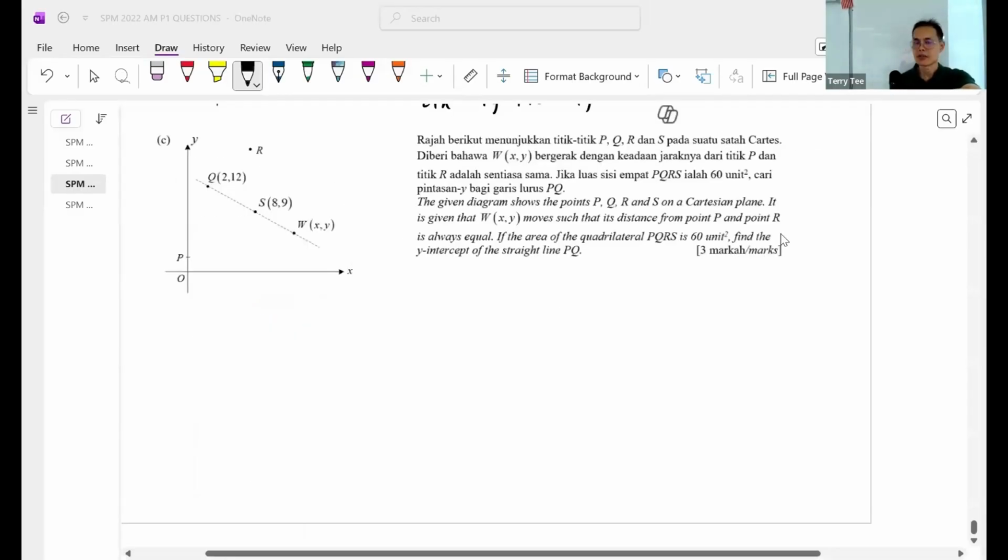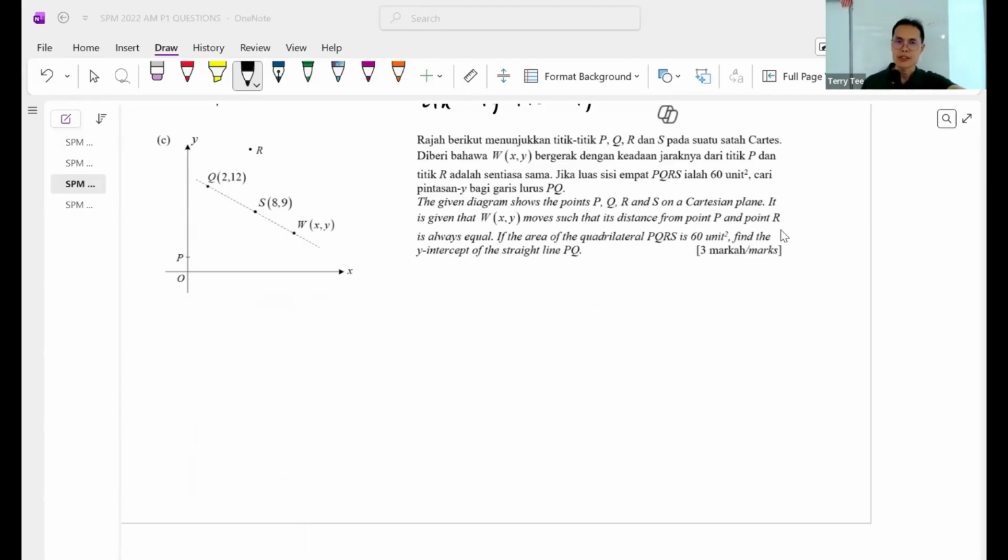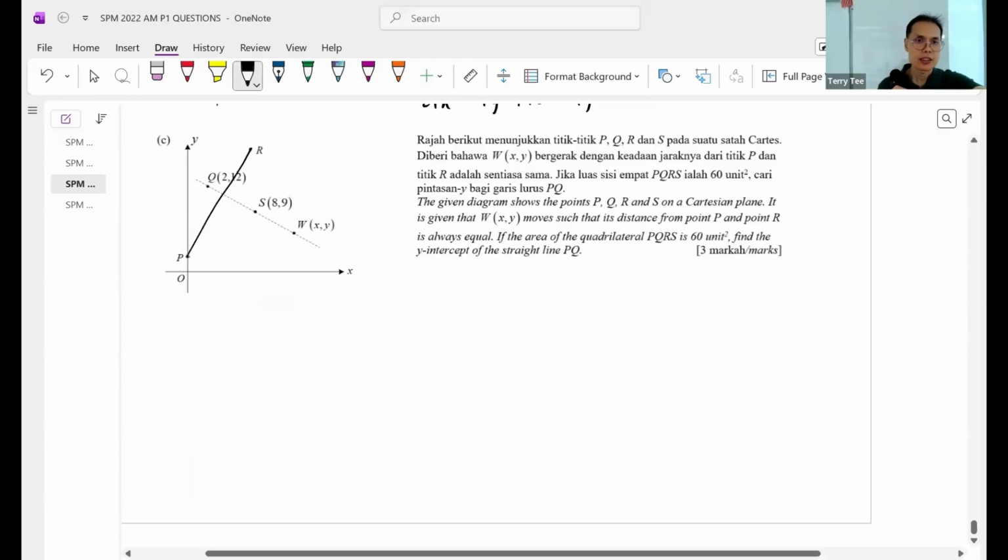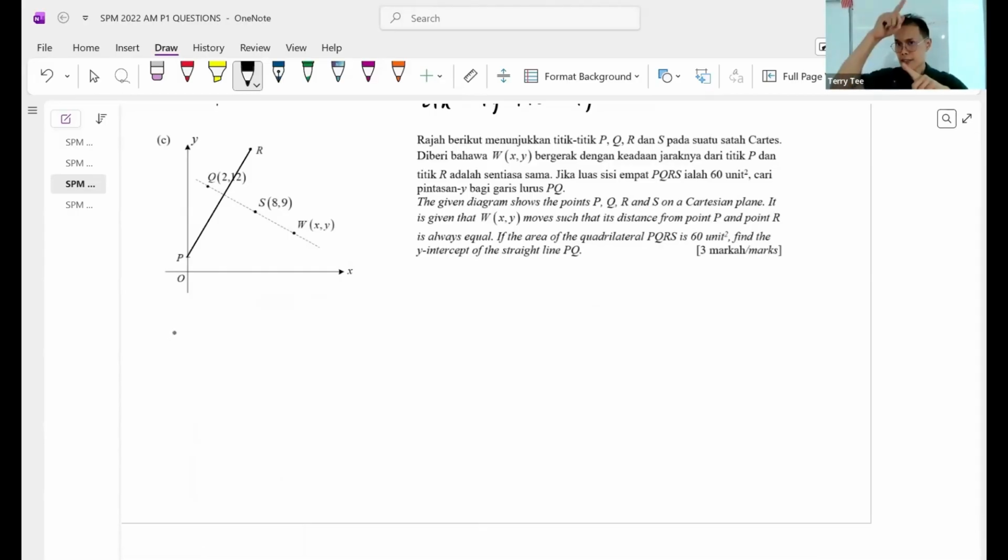The last part, C. This is related to area. Yeah, area of triangle or quadrilateral. Okay, the diagram shows four points, PQRS. And it is given that W is a locus that moves such that the distance from P and R is always equal. So it's equidistant. So P and R is here. Equidistant from 2 points, what shape is it? Equidistant from 2 points is what we call a perpendicular bisector. So W is a perpendicular bisector. They say the area of quadrilateral PQRS is 60.